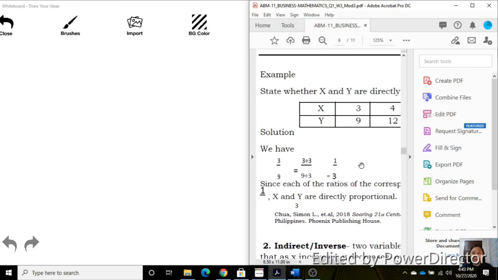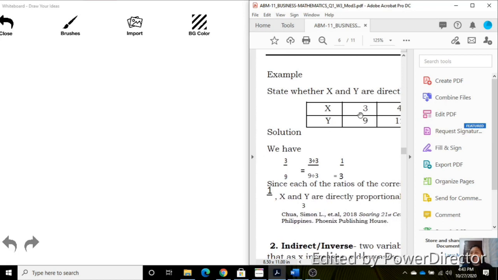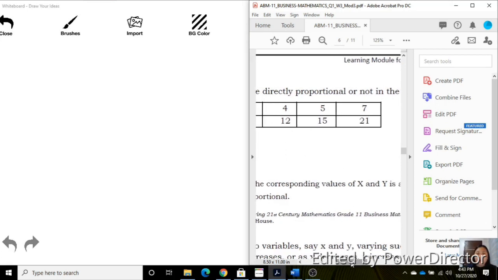This is number 1 example natin. Ituloy natin ha, sa table. So, doon sa una, sabi natin, 3 is to 9. So, 1 over 3 ang nakuha niya. So, tingnan natin kung doon sa matitira pa 4 is to 12, 5 is to 15, 7 is to 21, ay makukuha natin ay 1 is to 3. So, compute po natin ha.